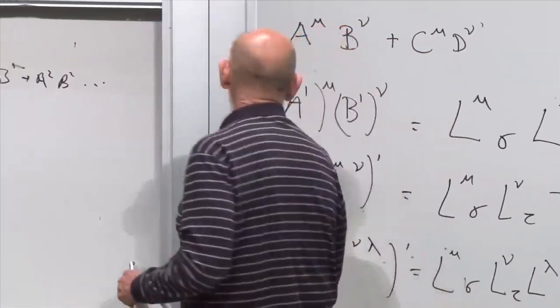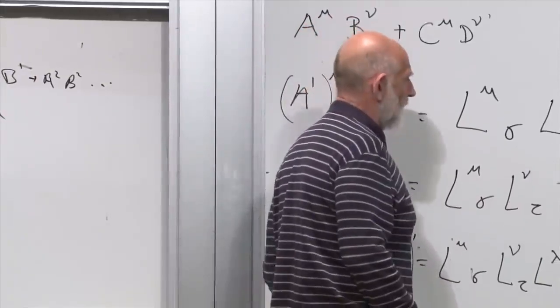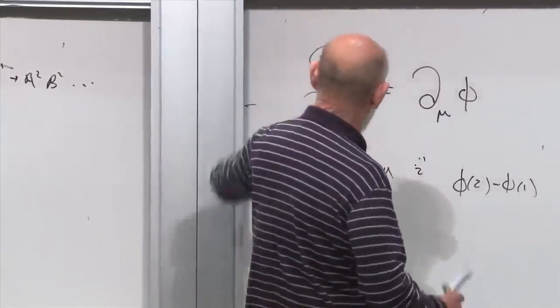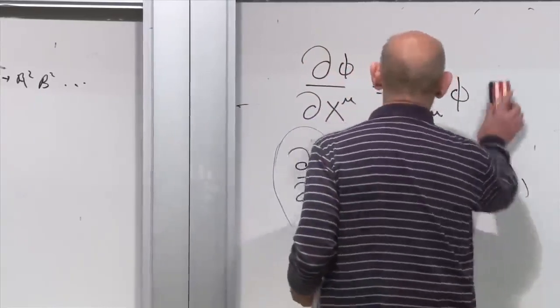All right. Now, let's talk about the different kinds of tensors. I'm talking about tensors with two indices. Let's talk about two indices.